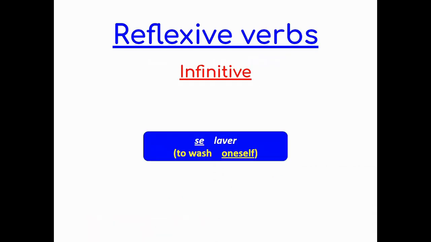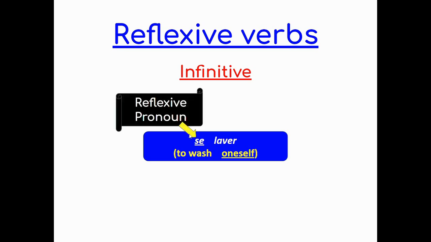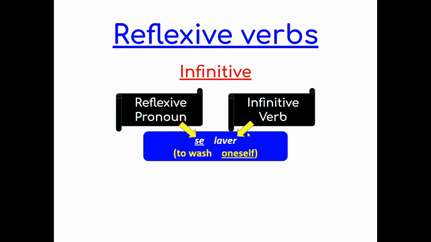So firstly, a little reminder. The infinitive of the verb is what you would find in a dictionary. This is what you will have in your verb lists. It will start with se, which means oneself. This will need to change once you conjugate the verb, once you give the verb a subject. Okay, and it is made of the reflexive pronoun. These are the words we're going to be using. An infinitive verb.